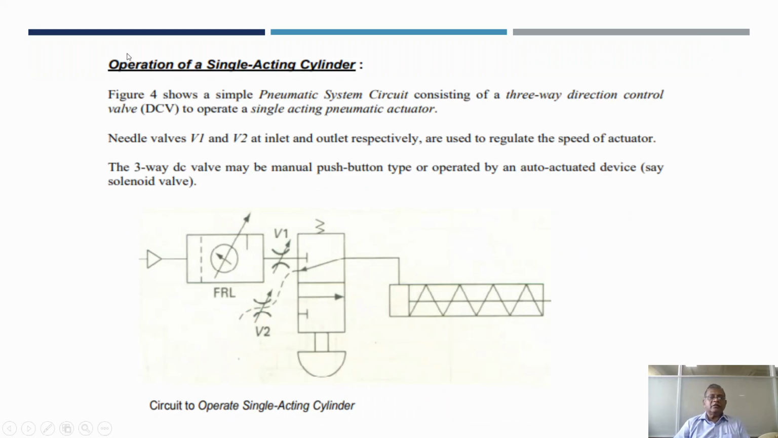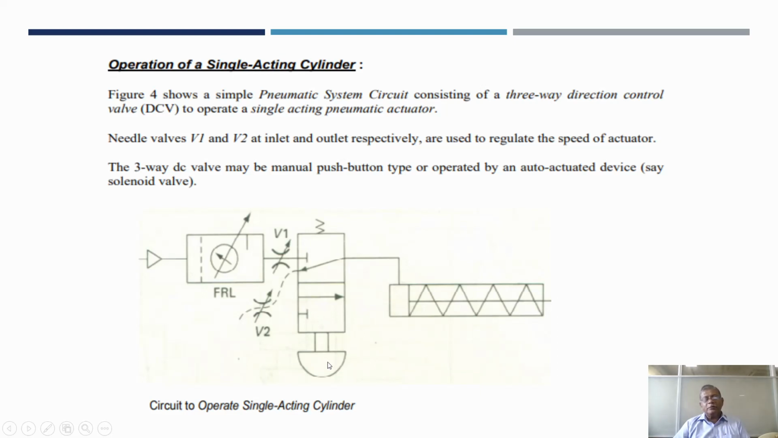So let us see how this single acting cylinder operates. It's a basic pneumatic system. Air from the air receiver is allowed to pass through the FRL unit, that is filter, regulator and lubrication unit. Then through this flow control valve, it may be allowed to move to the direction control valve. By operating this push button, you can either connect or supply the air, or disconnect the air.